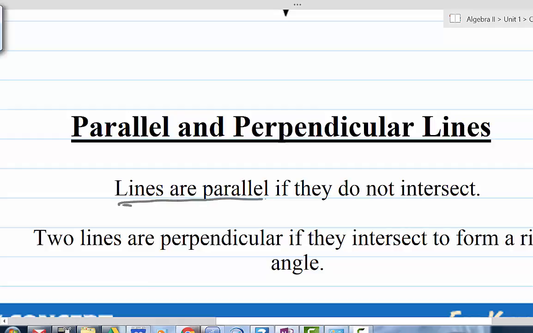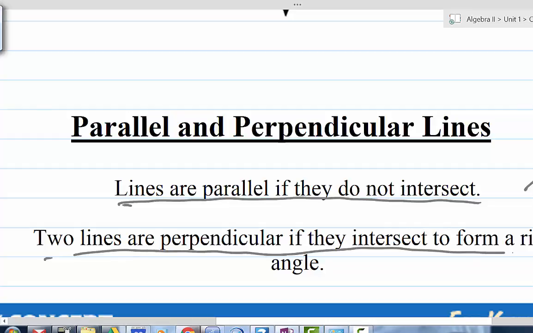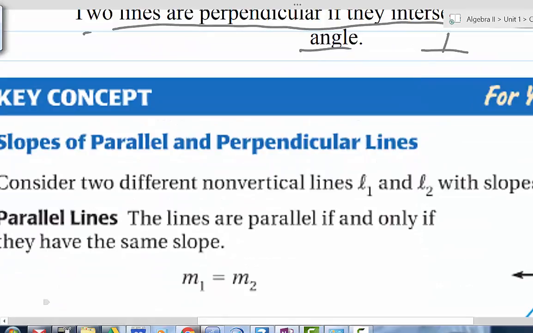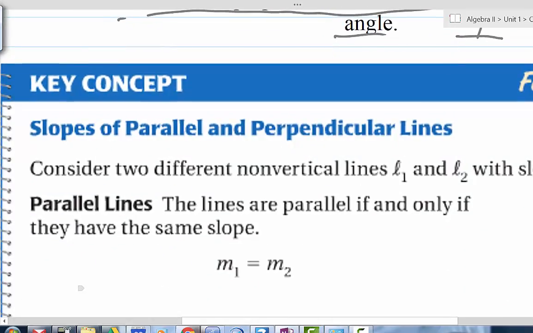So if lines are parallel, first off, they do not intersect. Parallel lines kind of look like that. Lines are perpendicular if they intersect to form a right angle, kind of like that, right? So here's the thing: when two lines are parallel, they have the same slope. That's all you need to know.